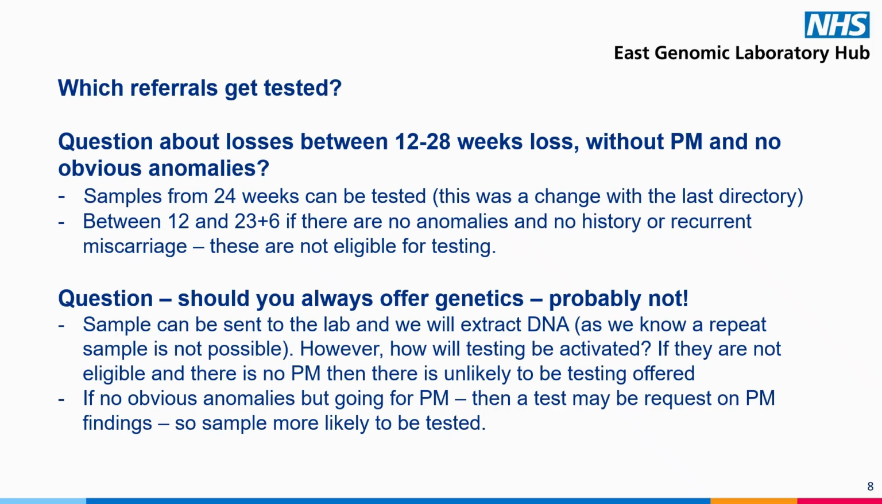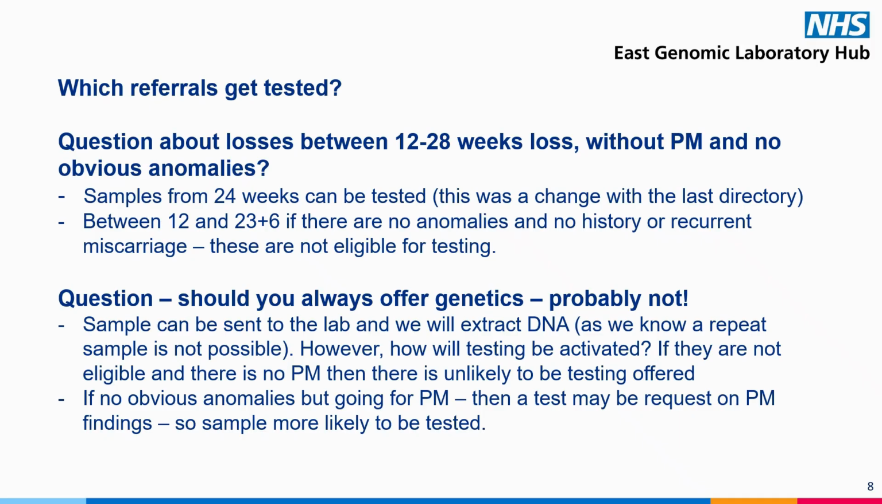Samples from 24 weeks can be tested. This was changed in the last test directory. It used to be classed as 3rd trimester, and this was a little bit tricky because different labs and also the Royal College guidelines term 3rd trimester slightly differently. So the test directory has been more specific and now says that samples from 24 weeks can be tested with no fetal anomalies. So we will now accept those. For those of you that may not have been sending samples between 24 and 28 weeks, this can now be done, but that was a change with the last test directory.